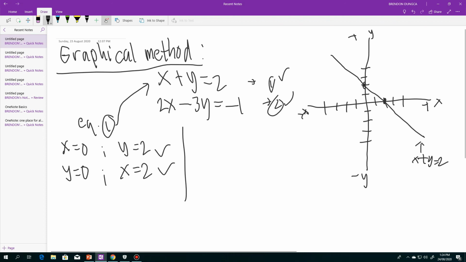For the second equation, we will use again this procedure. If x is 0, we put x is 0 here, and the result for y is 1/3. Again, we have gotten the y, so let's do x. Y is 0, and x therefore is negative 1/2.